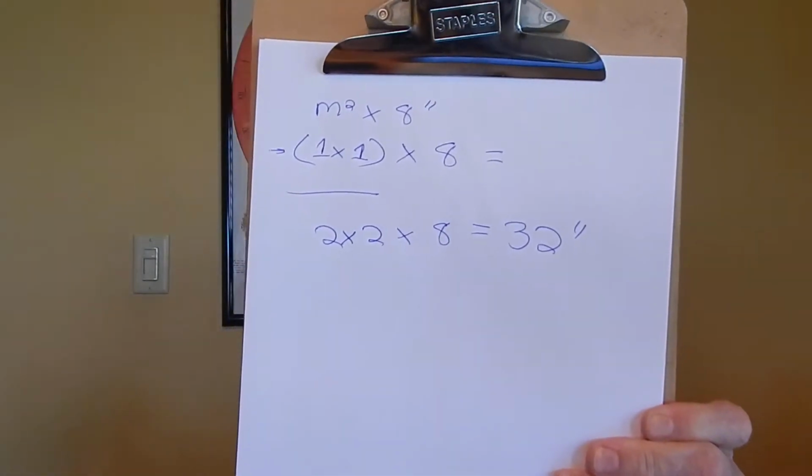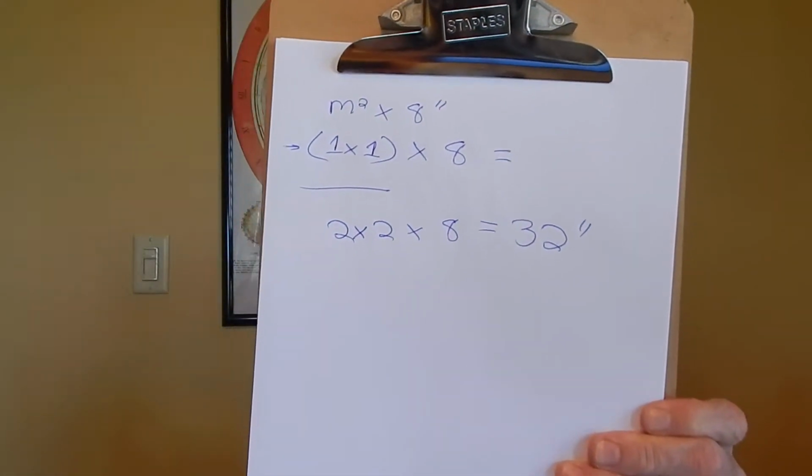Then the second mile would be what? 2 times 2 times 8. All right, and that is going to be 2 times 2 is 4, 4 times 8 is 32. So it's 32 inches below. And then it goes on, 3 all the way up. And you can use this formula.